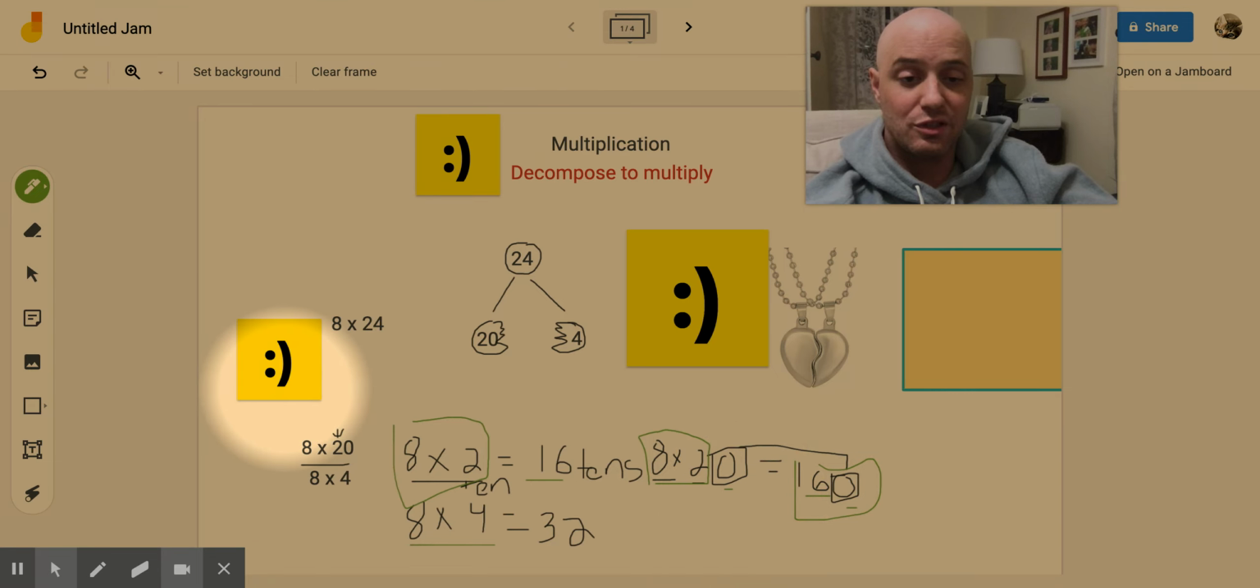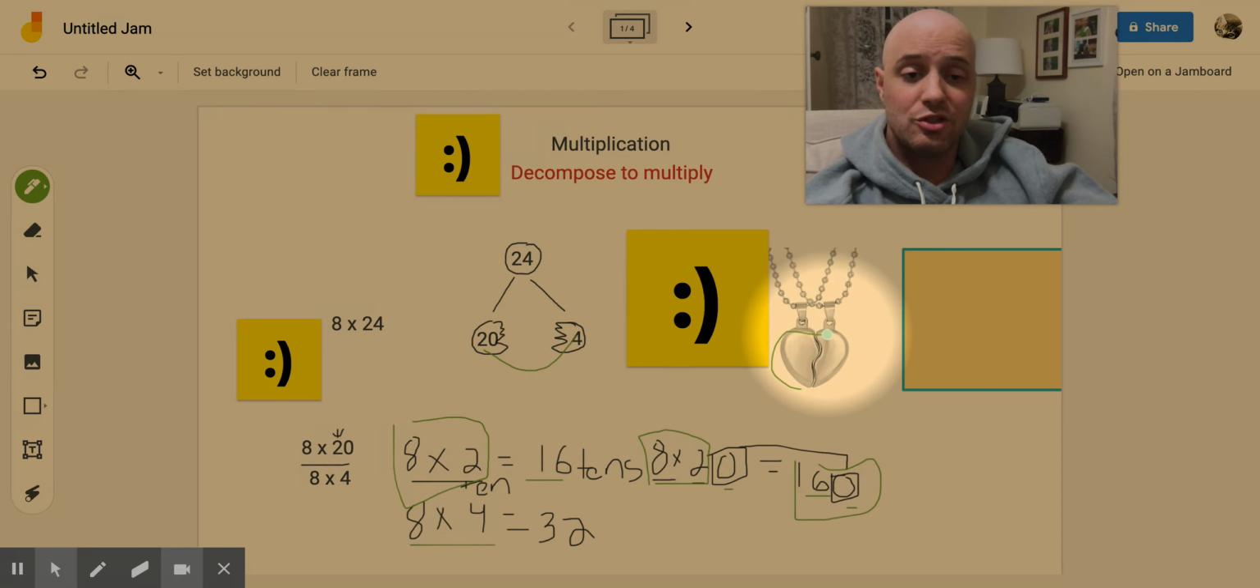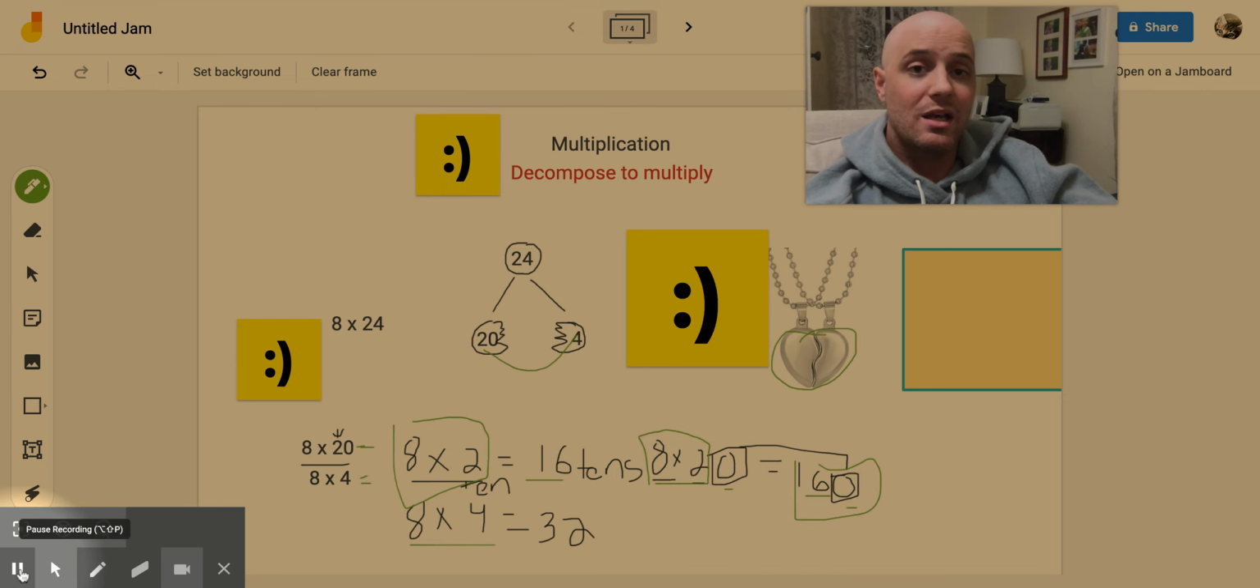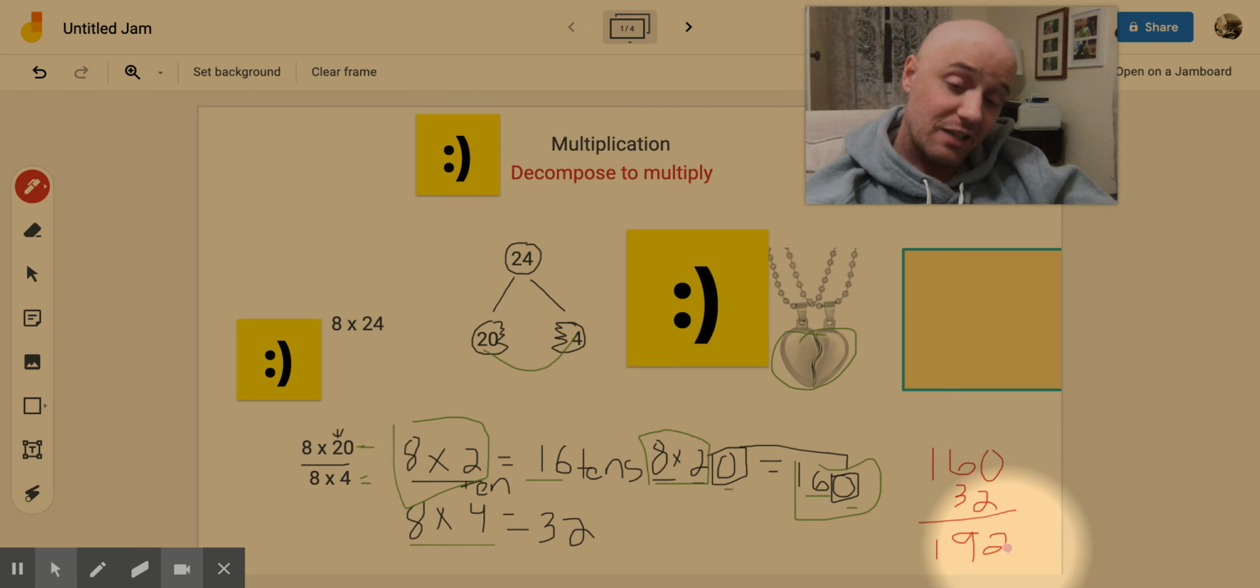So now all we have to do is 160 plus 32. We broke these up to multiply, and now we're going to join them together again. We're going to join our products together, the product of 8 times 20 and the product of 8 times 4. We're going to join them together, and that'll tell us the answer. And of course, 160 plus 32 is 192. I did it the up and down way, but you could say 160 plus 30 is 190. And then add 2 more.